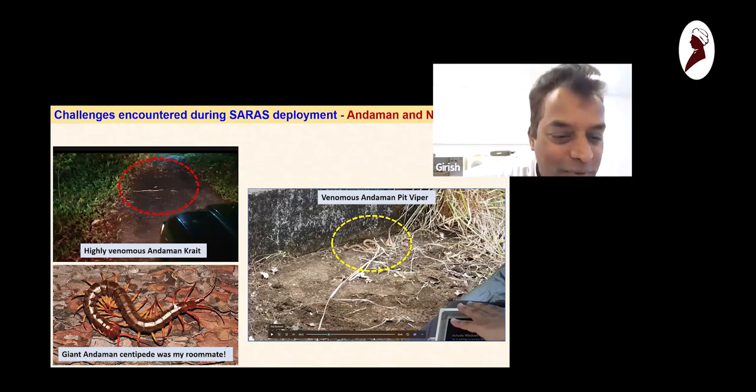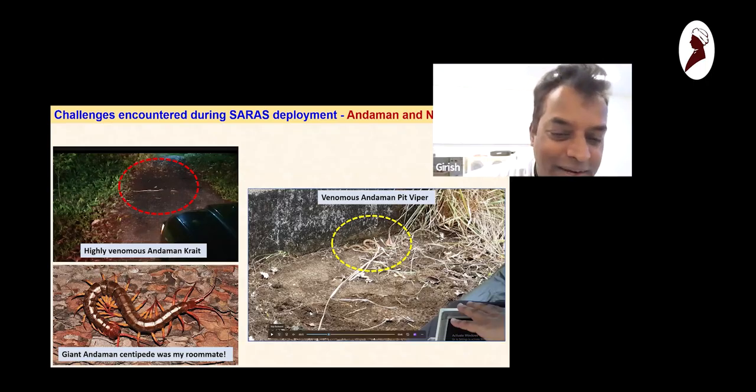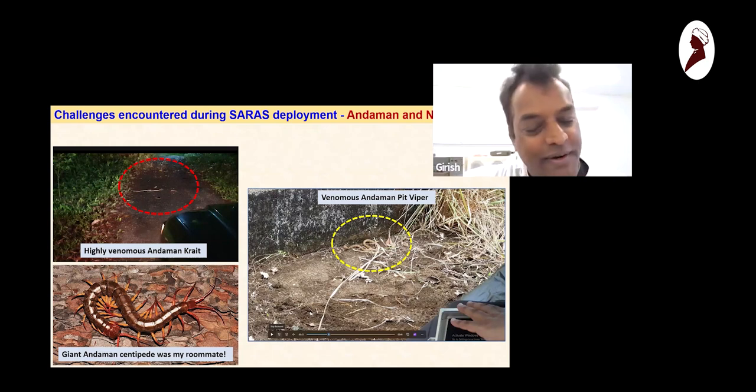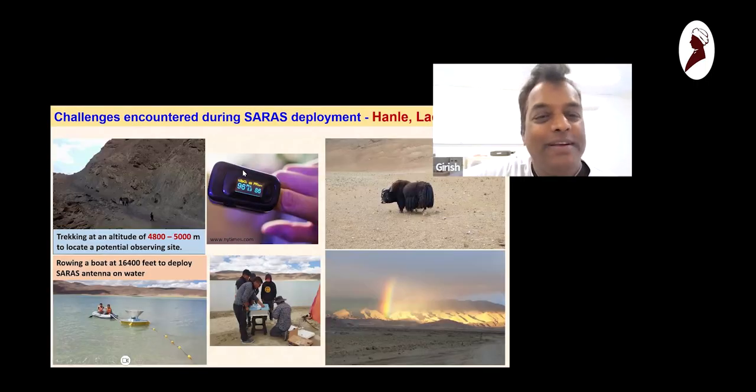And then on the bottom left, what you see is a giant Andaman centipede. He would always welcome me after we began SARAS observation, when I came back to the guest house. This guy would be there to welcome me. Finally, I figured out what route it takes, and put duct tape so that he couldn't come inside. So, in addition to technical and scientific challenges, we also have such challenges, which are manageable. Okay, that was the challenge with Andaman.